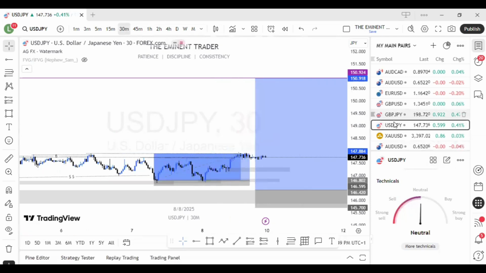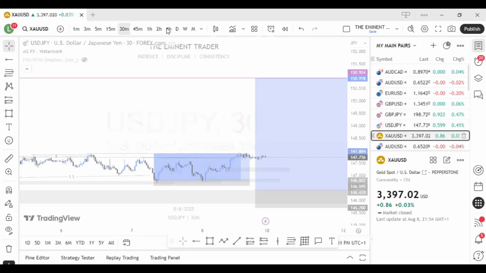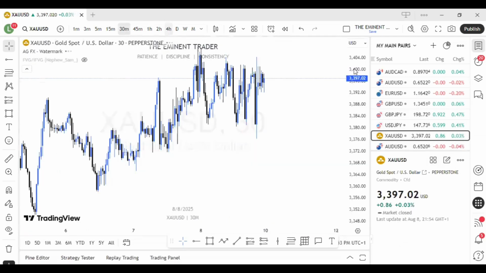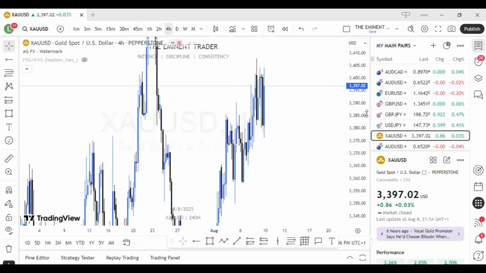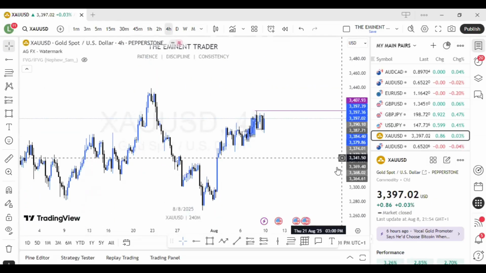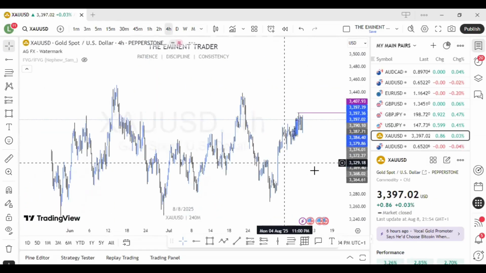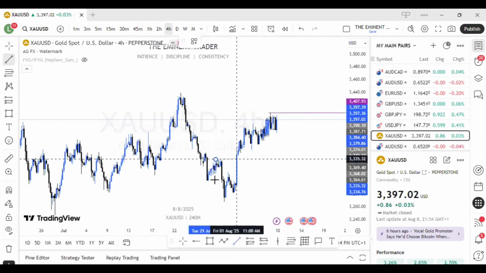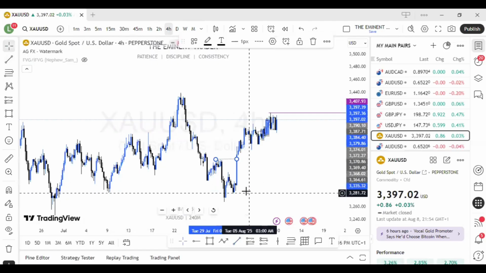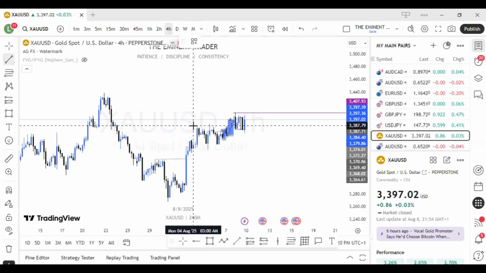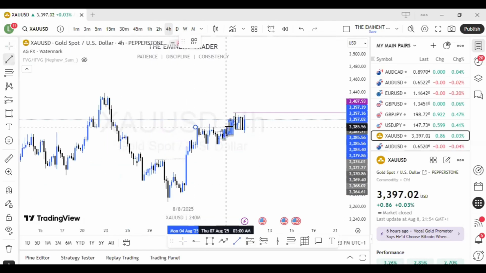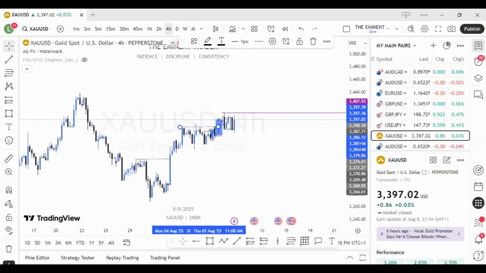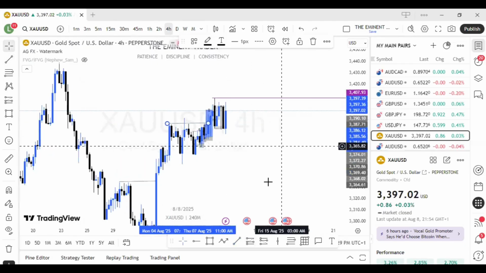Then the next one is XAU USD. So this should be the last one. You can clearly see this one has been respecting structure a little bit, but you can clearly see that there was a shift. So this is the nearest area, like I said, there was a shift here. This was a break of structure, there was a shift here, and there's a break of structure here using the 4 hours. So what that means is that it is bullish on the higher time frame.